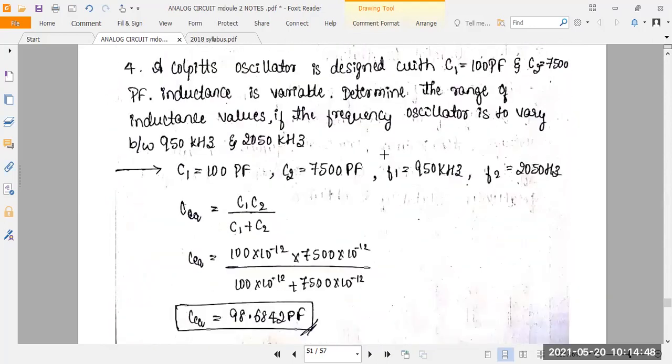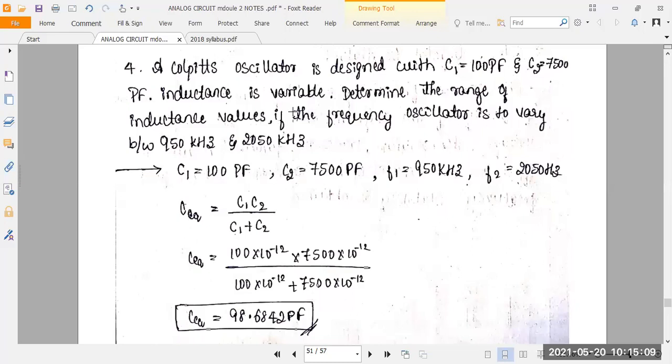After that, take the last problem on the Colpitts oscillator. A Colpitts oscillator is designed with C1 and C2. C1 is 100 picofarad, C2 is 7,500 picofarad. The inductance L is variable. Determine the range of the inductance value.